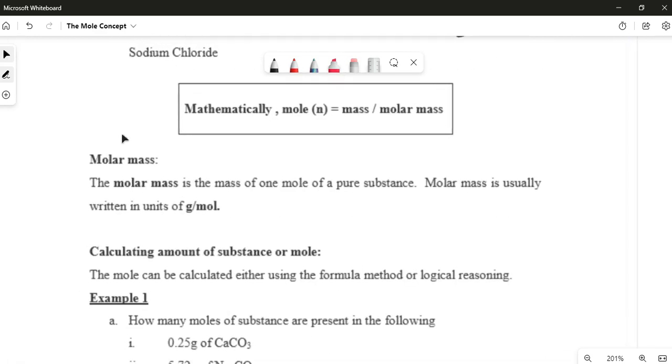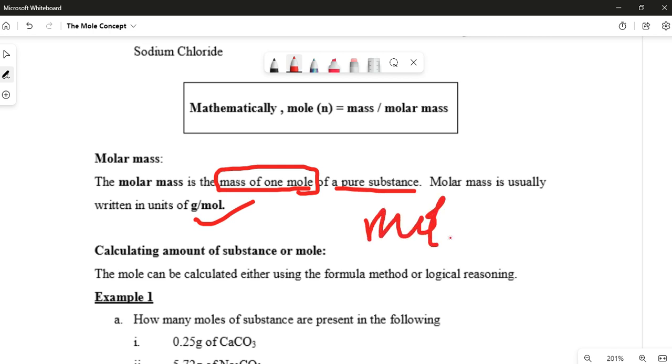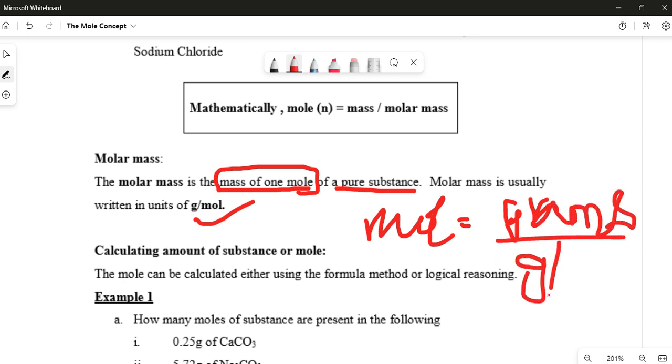Molar mass. So what's the molar mass? The molar mass is the mass of one mole of a pure substance. Remember that it is the mass of one mole because it will help you as we move ahead in the video. Molar mass is usually written in the units grams per mole. So we have mole, and I'm writing the SI unit, the units by the way: gram, or gram per mole. Okay, let's go ahead.